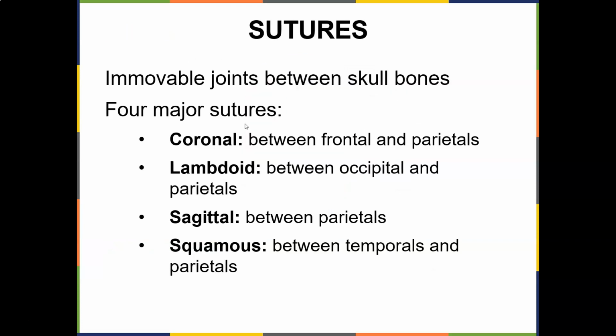Okay. Sutures, here we go. The coronal is found between the frontal and parietal bone. Lambdoidal suture found between the occipital and parietals. You have the sagittal suture that's found between the parietal bones, and then the squamous or the squamosal is found between the temporal bones and the parietal bones.